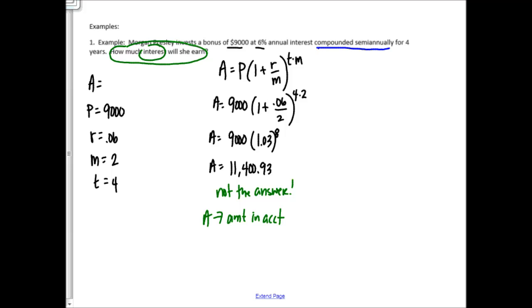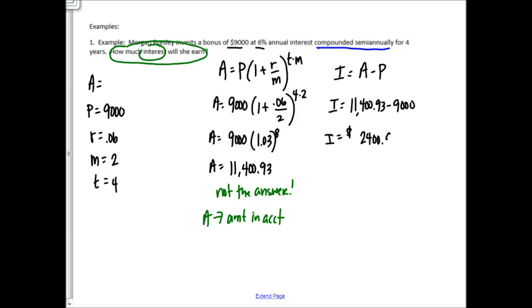So to find the interest, okay, that interest is going to be equal to, you'll go over to the side and you'll do this quick formula. That interest is equal to A minus P, the amount in the account minus the principal, what you invested, and that's how much interest that you earn. So you're going to take that 11,493 minus that 9,000, and the interest that we earned was $2,400.93.